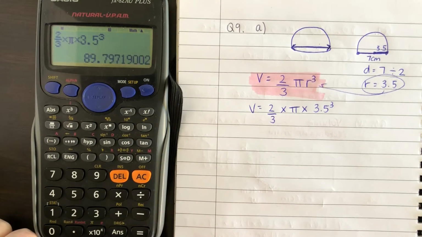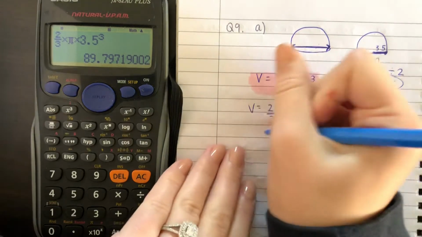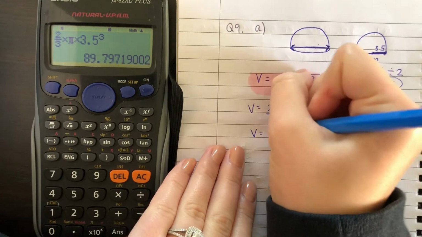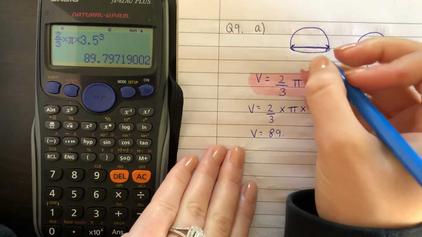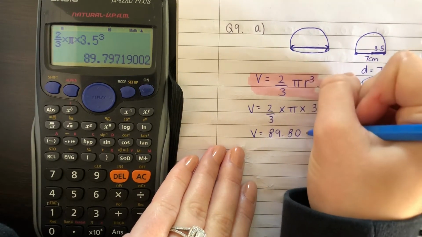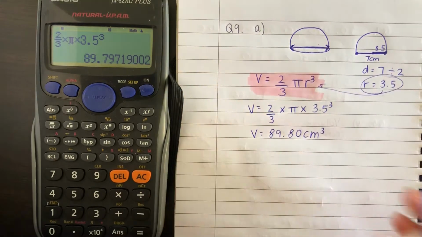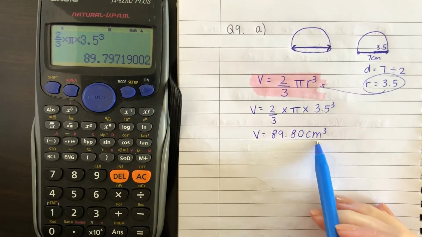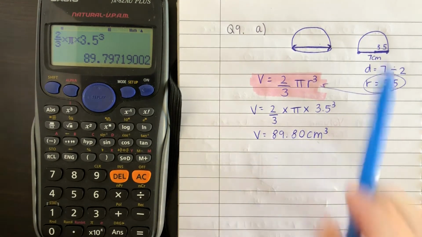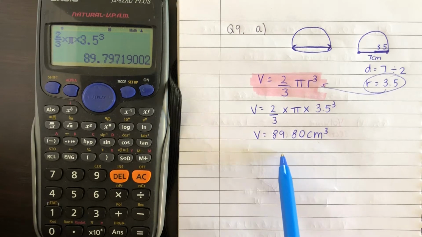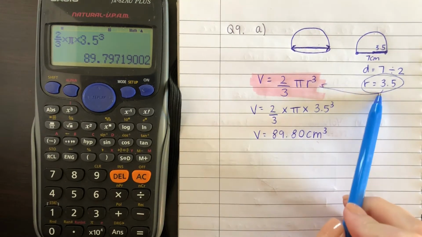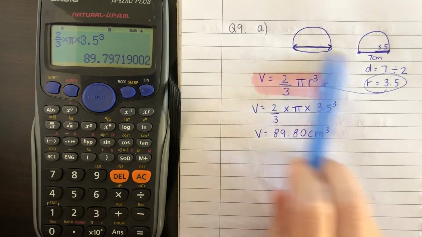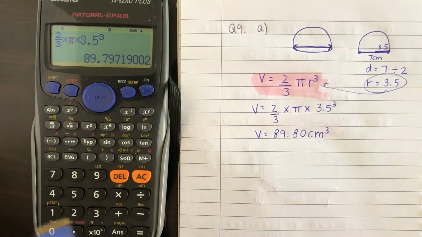Equals 89.80 centimeters cubed, because we're dealing with volume. Okay, so you're basically doing exactly what you did in question 1, but this time you're doing it for 3.5 instead of 2.1. So you should be able to do this, okay?